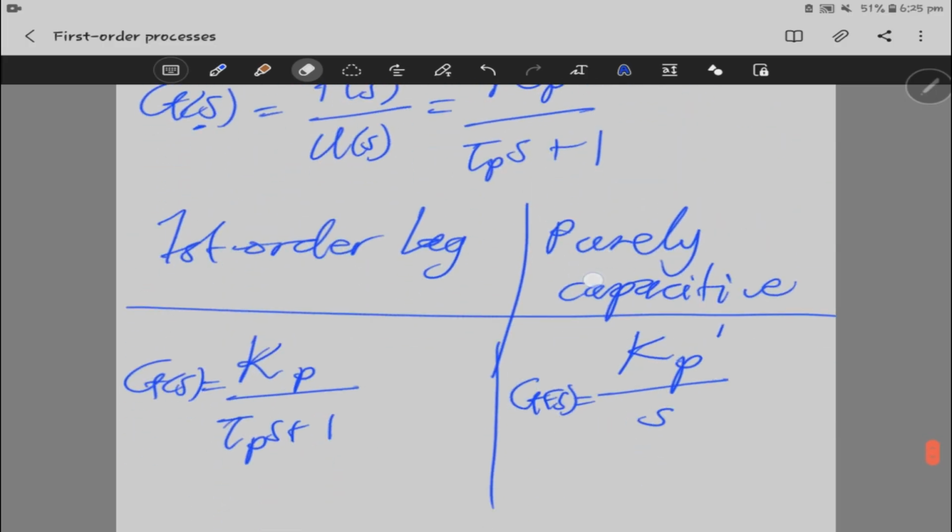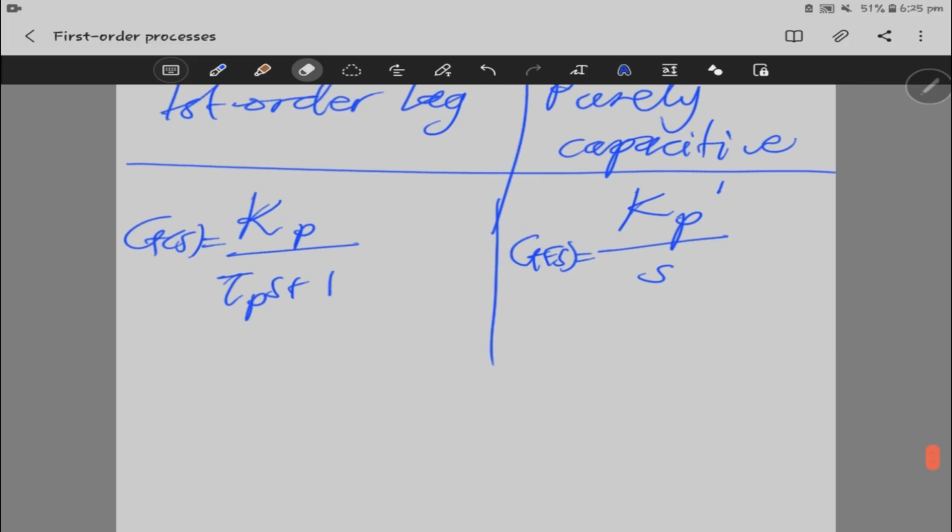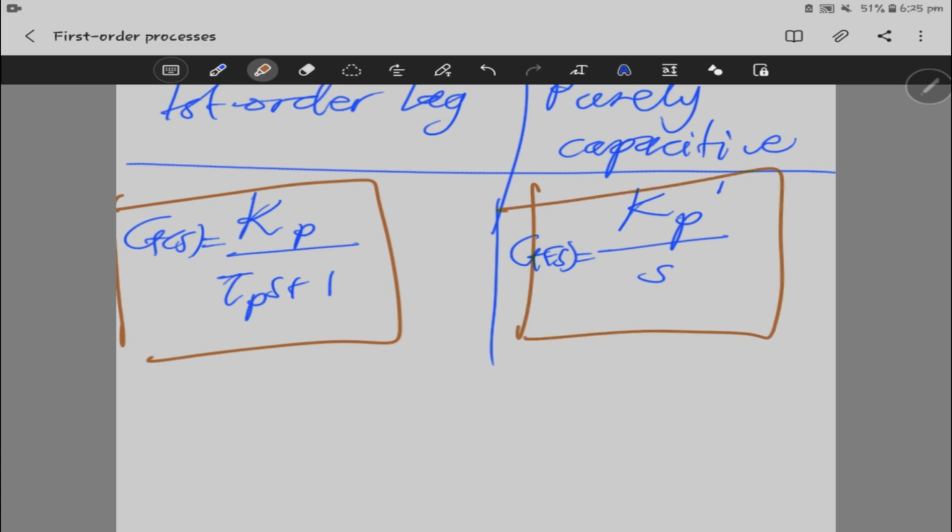So we know what these first order systems are, and we know how their transfer functions appear. This is for the first order lag system, and this is for what we call a purely capacitive or purely integrative system, right? Fine. And then we say that when we have a system like this, whenever there's a change, for instance a step change, which is the simplest that we can apply, the system responds in a particular way, right? And this response can be traced, right?